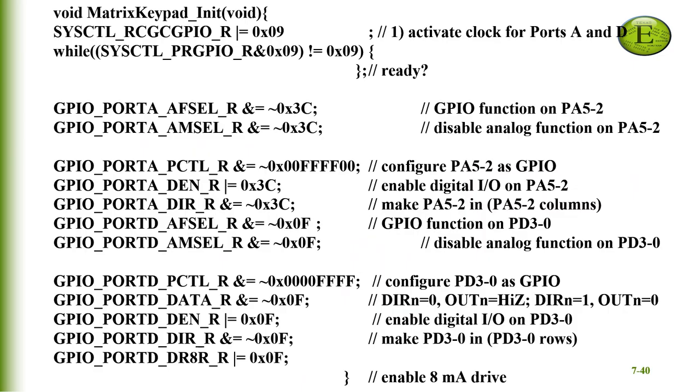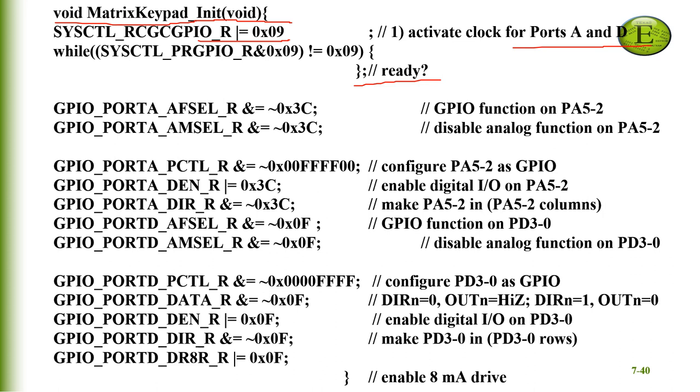All right, it is now time to write the C program. Our first task is to initialize the port, and we have a routine over here. We're going to activate the clock for port A and D, and wait for some time before the clock stabilizes, and then we are going to configure port A first.